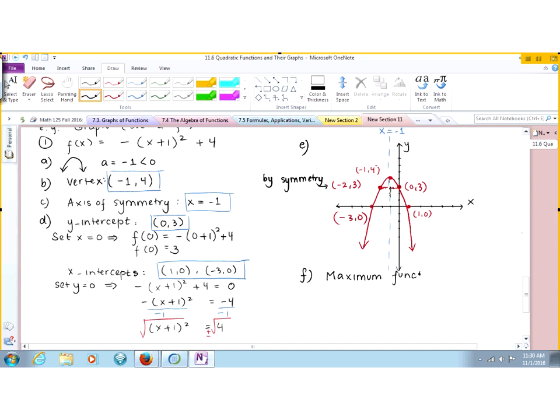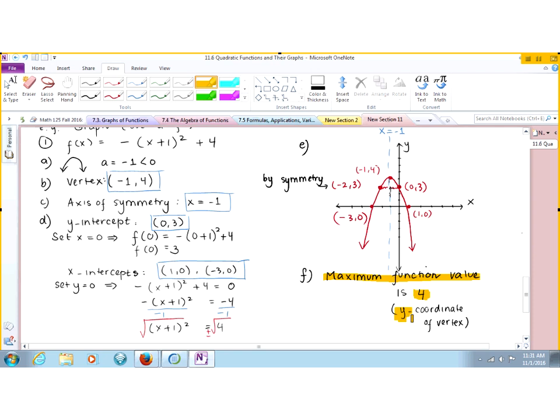Now, does the function have a maximum value or a minimum value? Maximum. What is the maximum function value? This is the y-coordinate of the vertex. So the maximum function value is 4. Not (negative 1, 4), but 4, which is the y-coordinate of the vertex. So the function has a maximum value, and the maximum function value is 4. Remember, it is the y-coordinate of the vertex.